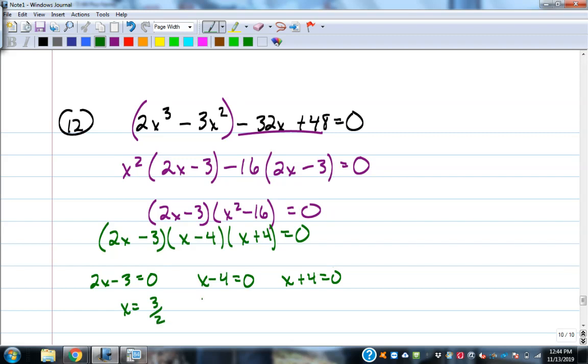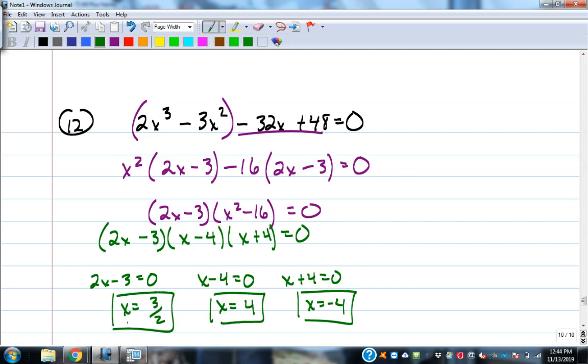3 over 2, 4, and negative 4. If I graphed the original polynomial, what would happen? It'd cross the x-axis at those three places. We would be able to check it that way. That's always a plus.